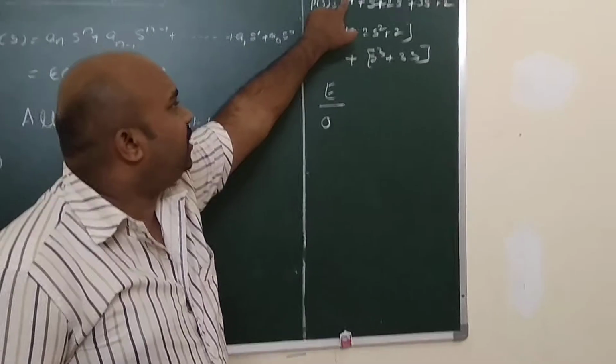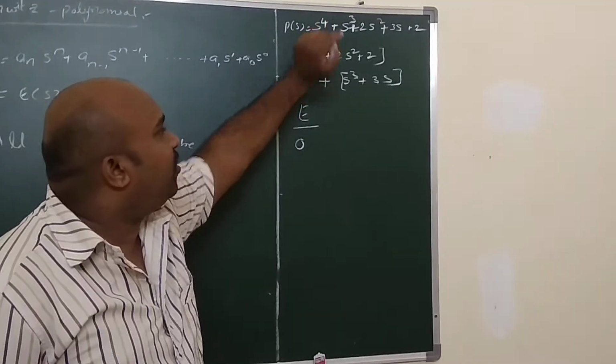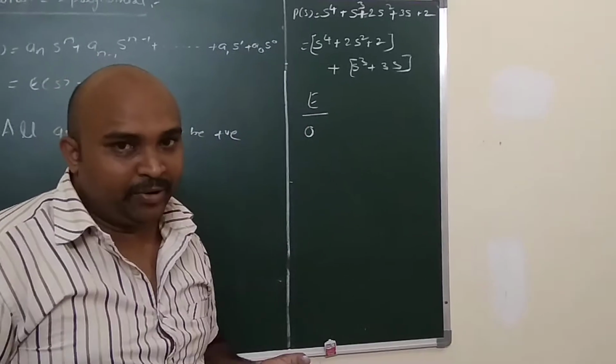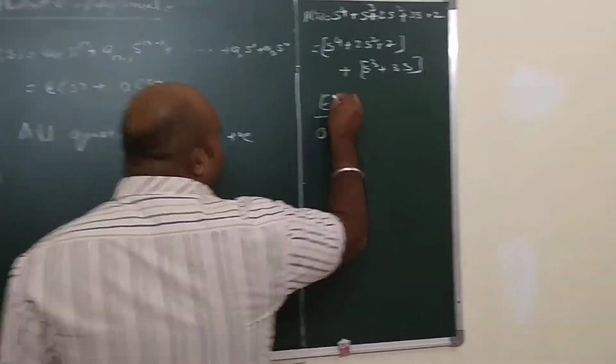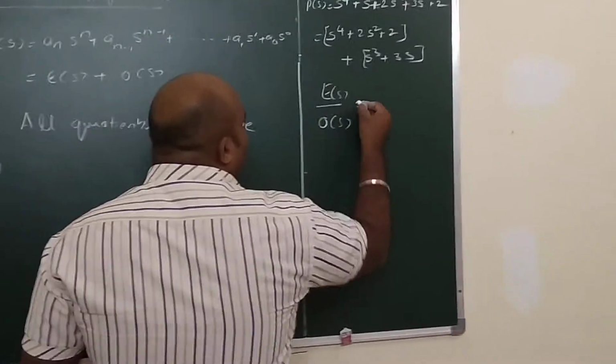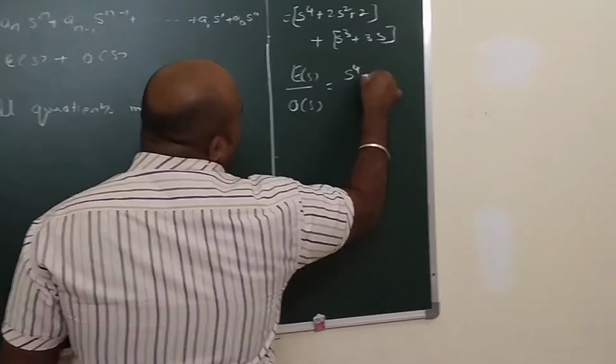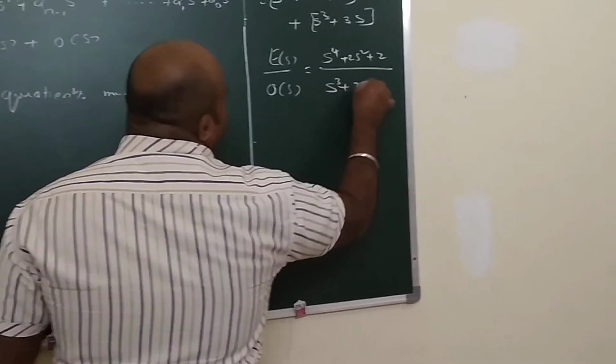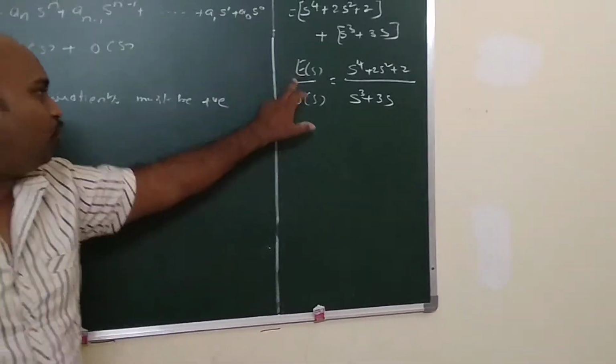Suppose if it is an odd coefficient, it is an odd power of s, which is s power 5, then definitely we have to take odd to even. So now if I take even power of s and odd power of s, that is (s power 4 plus 2s square plus 2) divided by (s cube plus 3s).